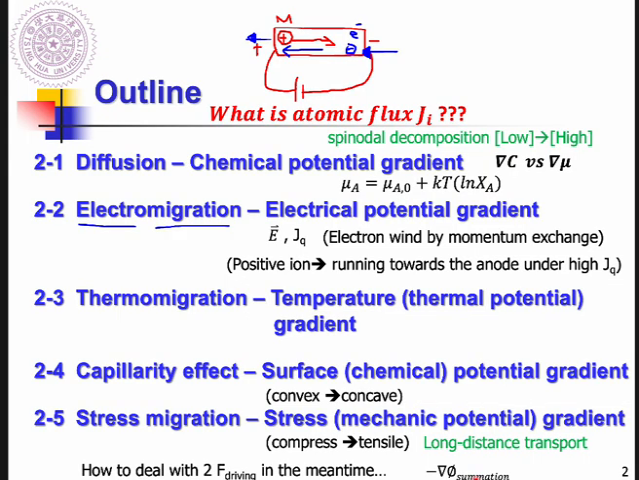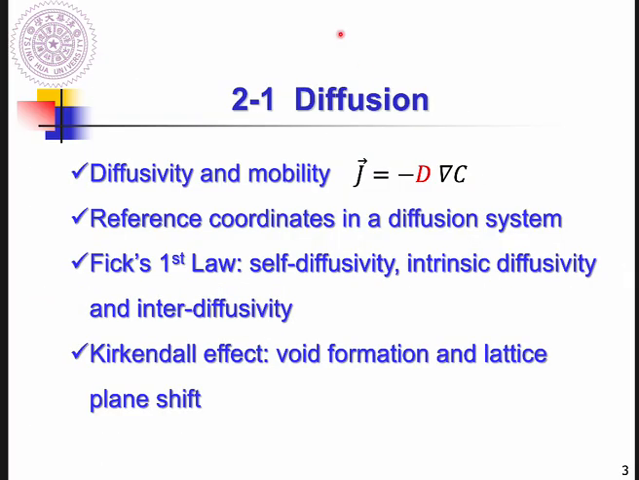Okay, so let's move to the first one, which you're familiar with. We call it the diffusion mechanism. For the first one, diffusion, we will introduce the relationship between the diffusivity and mobility. Both of them are terms you use to describe how fast or how slow atoms move inside your materials. But is there any relationship between them?